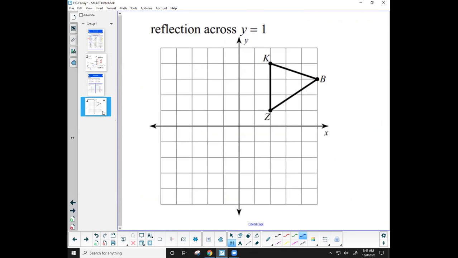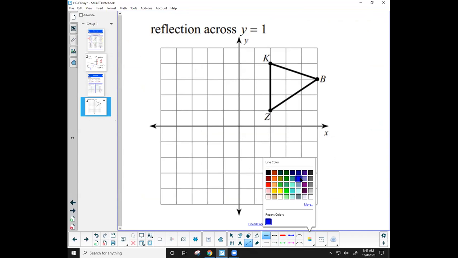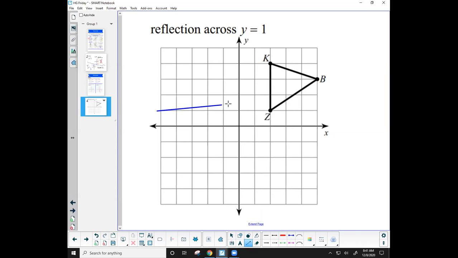So what you're going to be doing on Delta Math is you're going to be reflecting over an entire figure. Okay, so it's going to look something like this. It's going to say reflect across the line y equals 1. So I know that is a horizontal line, right? It's going to be a horizontal line at y equals 1. So it's going to be about like this. Okay, so there's my blue line. So I need to literally just reflect each point one at a time.